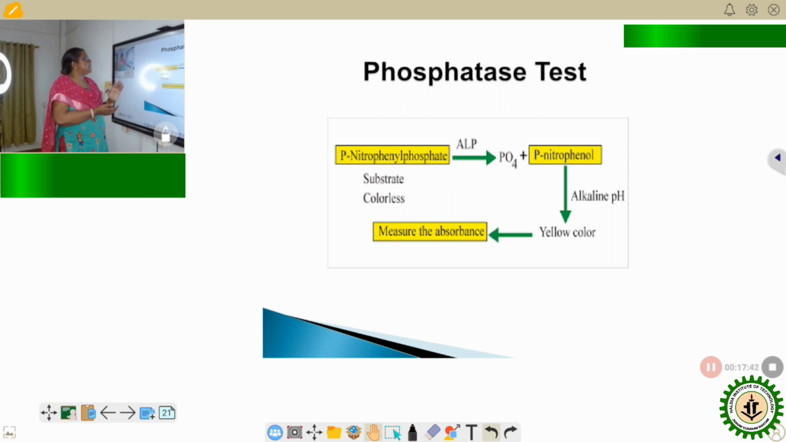This implies that if milk contains the phosphatase enzyme, then after the experiment it will give a yellowish color, and if it doesn't contain any alkaline phosphatase enzyme, it will remain colorless. From this test we can easily determine whether milk is properly pasteurized or not.